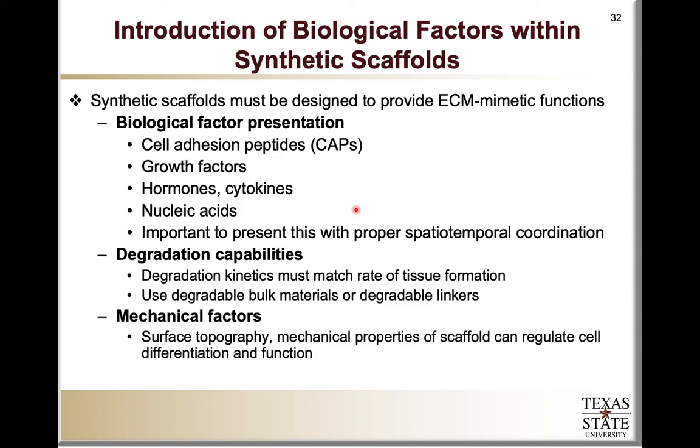So the following biological factors need to be included within synthetic scaffolds to enable tissue engineering development. Basically, as we said before, we need to be able to provide properties that are very similar to those of the extracellular matrix. That includes the presentation of certain biological factors, such as cell adhesion peptides, growth factors, hormones, cytokines, nucleic acids sometimes, and it's also important not just to present them, but to present them ideally in the proper spatiotemporal coordination, or basically in the proper sequence.